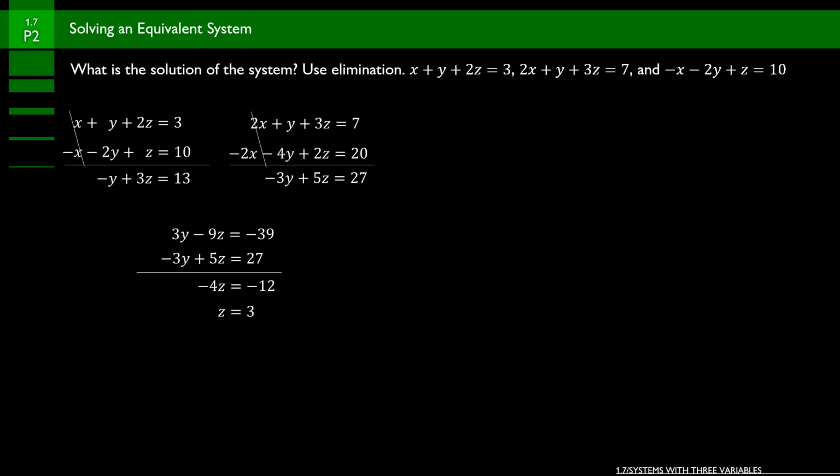So now that I've got z equals 3, I can take that z value and plug it back into one of those two variable equations. I'm going to choose to plug it into the negative y plus 3z equals 13. When I do that, I get negative y plus 3 times 3 equals 13, which gives me negative y plus 9 equals 13, and negative y equals 4. Divide out the negative, and you get y equals negative 4.